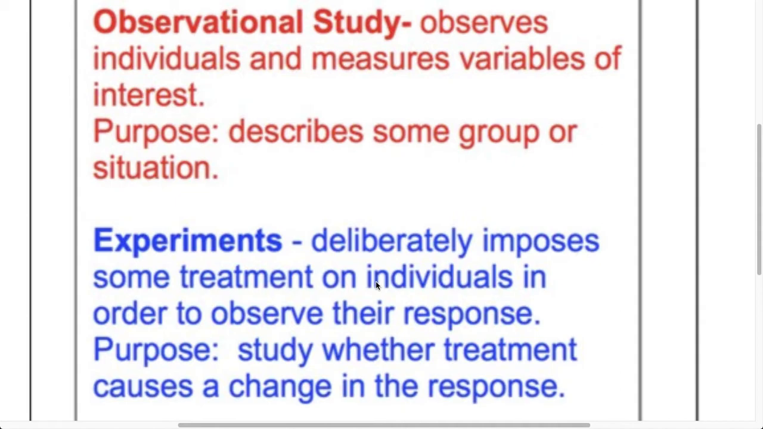Okay, an experiment, and I'll just go right to the definition here, deliberately imposes some treatment on individuals. So oftentimes, and we'll talk about an example like this in a little bit, you might be testing out a new medication. And in order to test out that medication, you need to run an experiment. You need to find individuals that are willing to take this medication.